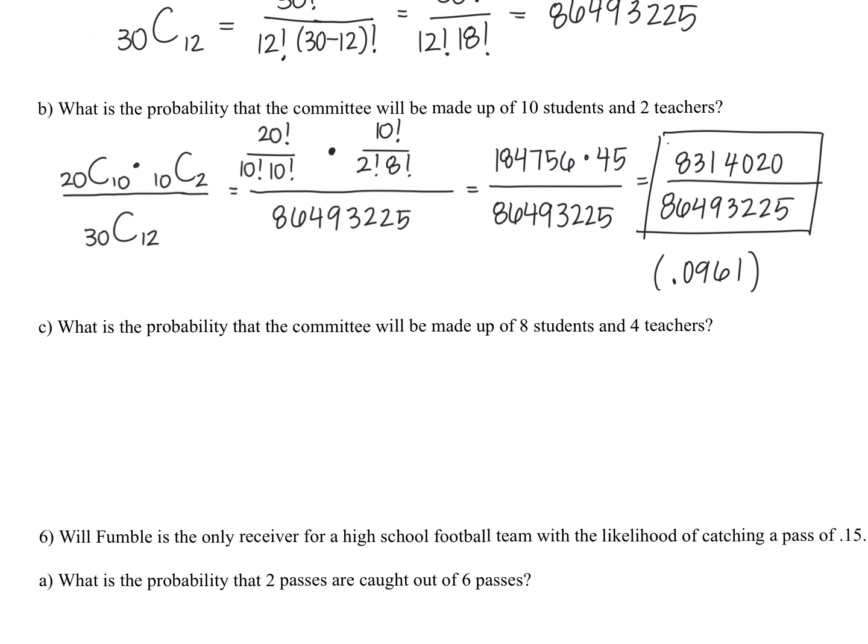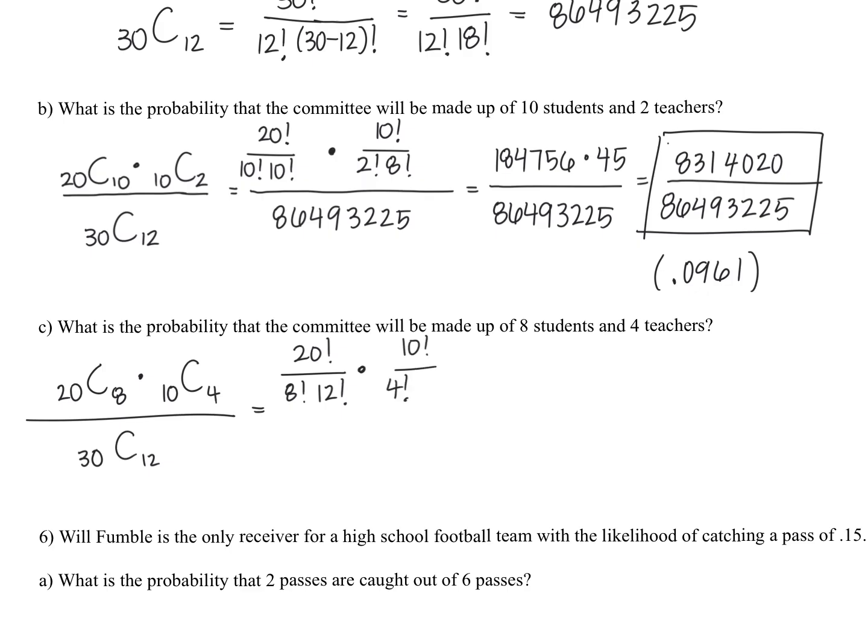The next probability is the probability that the committee will be made up of 8 students and 4 teachers. So now we're doing 20 choose 8 times 10 choose 4. And then our denominator is still the 30 choose 12. So we get 20 factorial over 8 factorial 12 factorial times 10 factorial over 4 factorial 6 factorial.